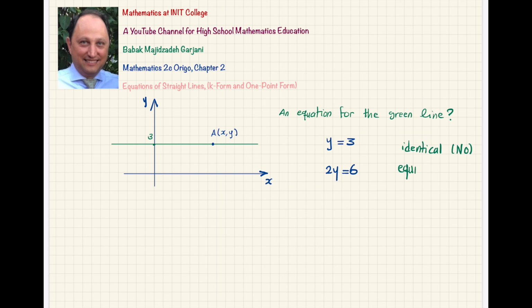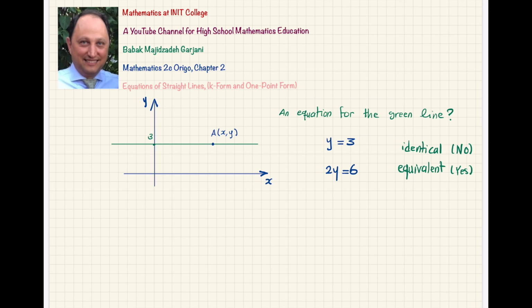Equivalent? Yes. So if someone tells me this is an equation for this line, I agree with that one as well, even though I myself prefer to write this because this is a simpler version of that one. They are equivalent. What do I mean by equivalent? It means that whenever y is equal to 3, definitely this also happens, because in that case 2 times y is definitely 6, and if 2y is equal to 6, I immediately realize that y itself is equal to 3.